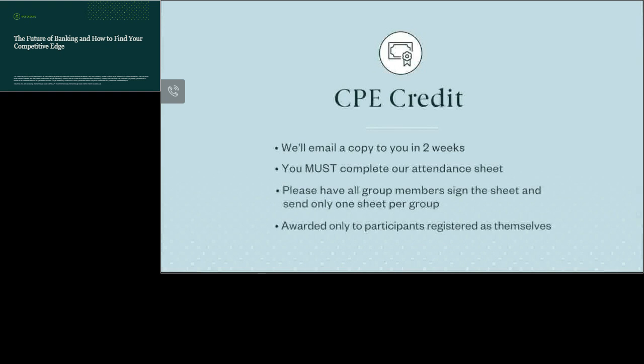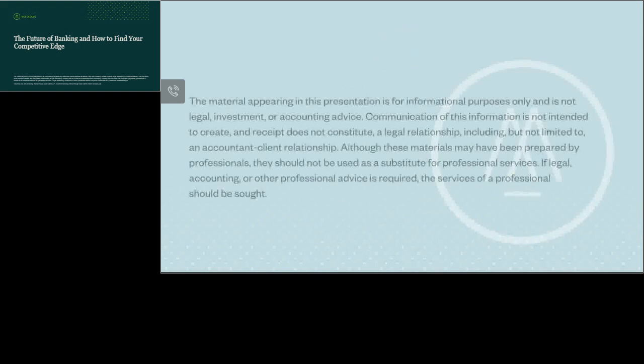Also note that CPE credit can be awarded only to participants registered as themselves and isn't available to participants who view the on-demand version. As a reminder, the presentation you're about to see isn't legal, investment, or accounting advice. We encourage you to seek the counsel of a professional service provider to apply this content to your specific circumstances.